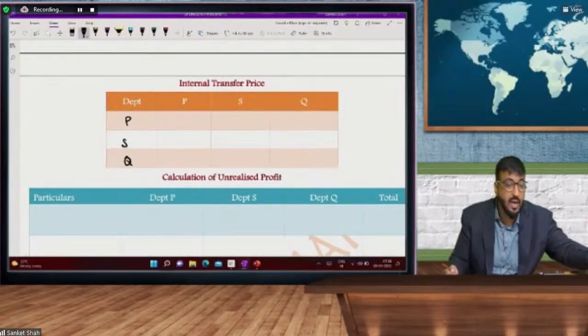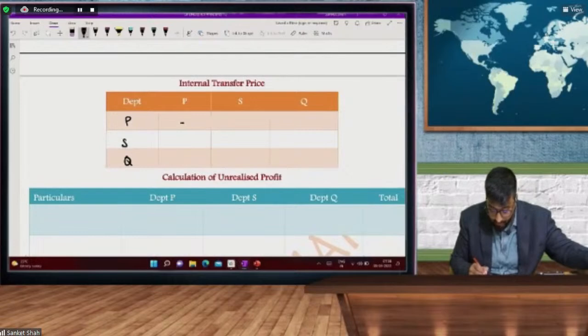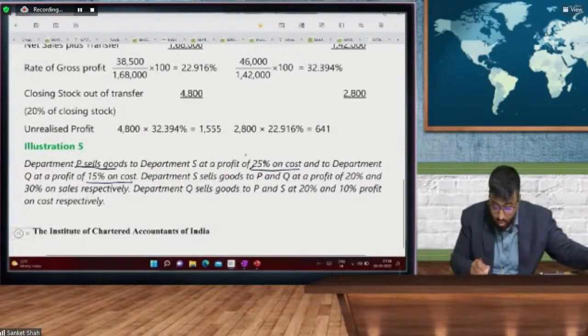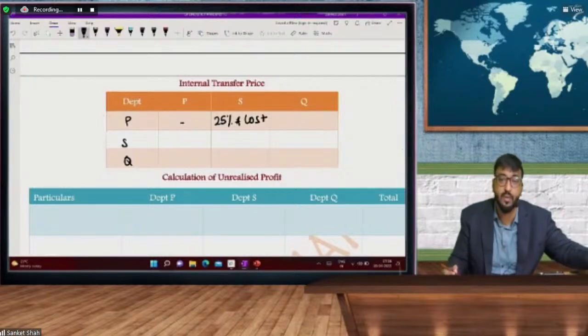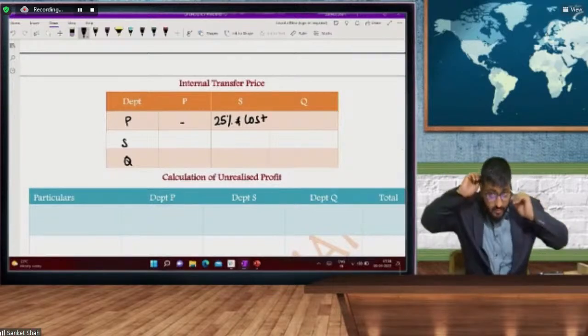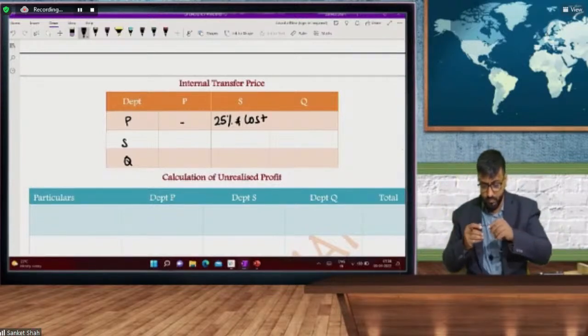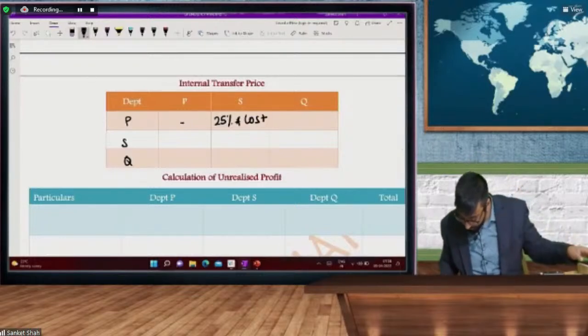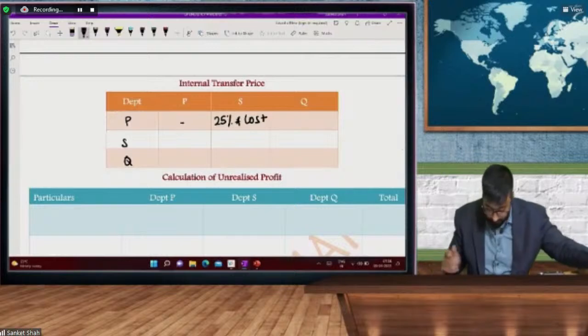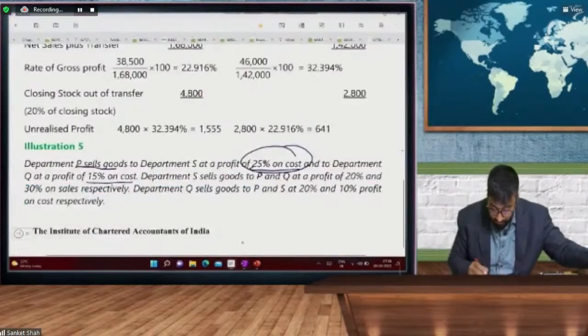Department P transfers goods to Department S. Correct? Department P sells goods to Department S at 25% on cost. So beta, this is 25% on cost. Just writing it in tabular format. Correct? Second one. So second one, 15% on cost.